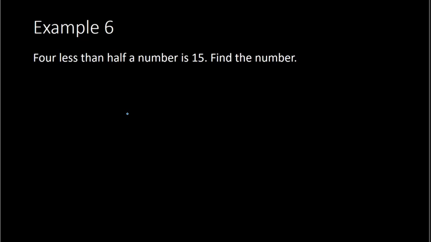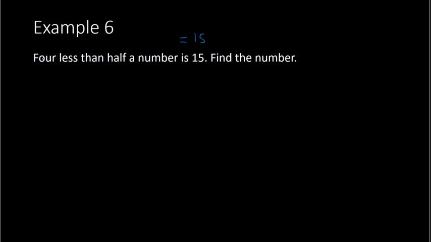Example 6, we are given just information about a particular number. We are told that 4 less than half a number is 15. Find the number. So from here, we're just simply translating this statement into math notation. So when it says is 15, is means equals, and then 15 would be 15.